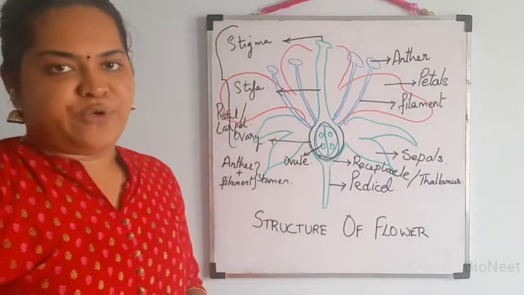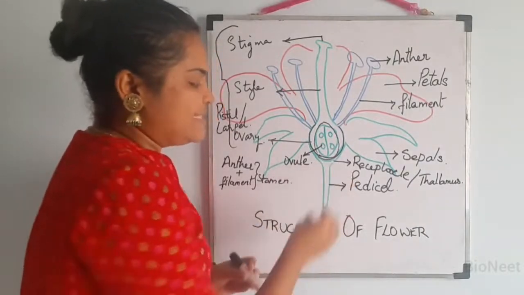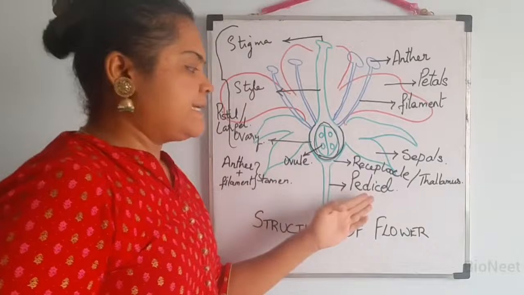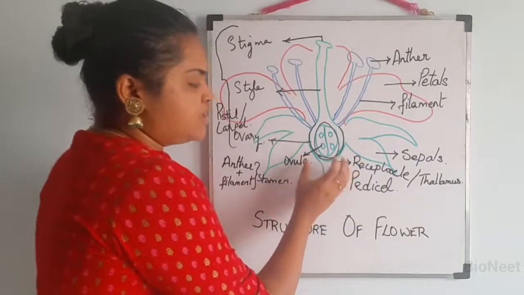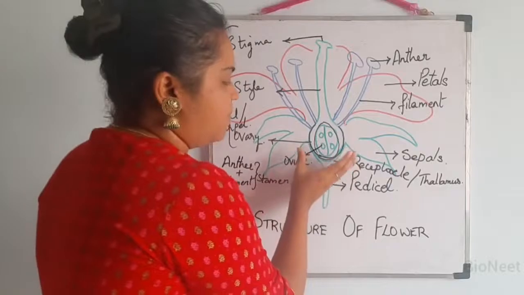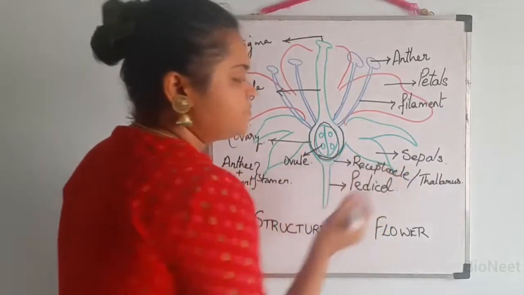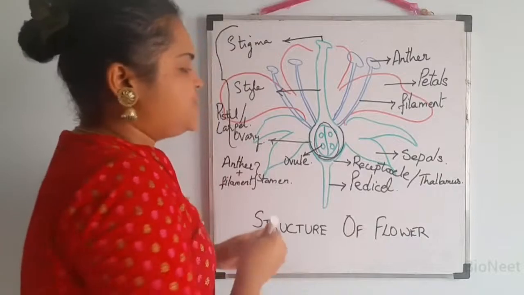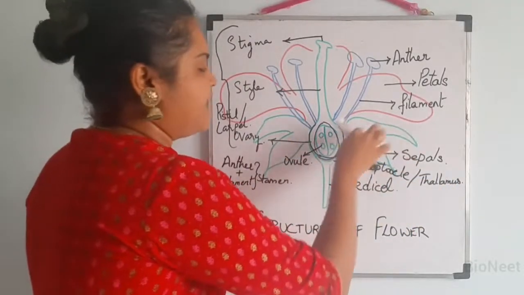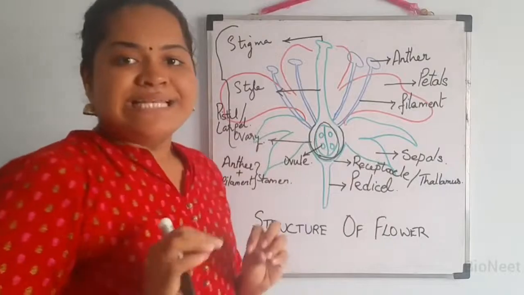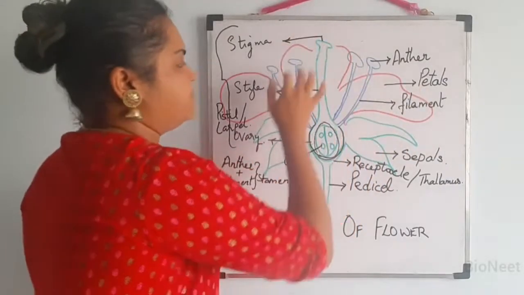Let me explain it to you once again. This stalk-like structure, or the stem of the flower, is called the pedicel. Above the pedicel, the bulged structure is called the receptacle or the thalamus. Just above the receptacle, we have green leaf-like structures called the sepals. And above the sepals, we have the colored part.